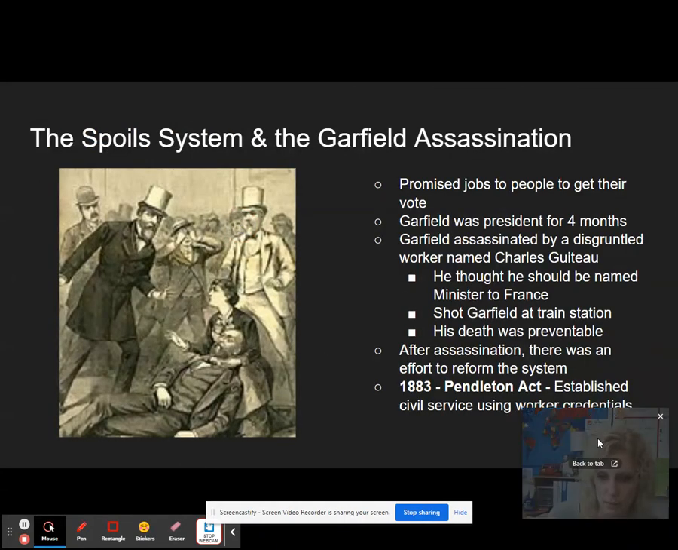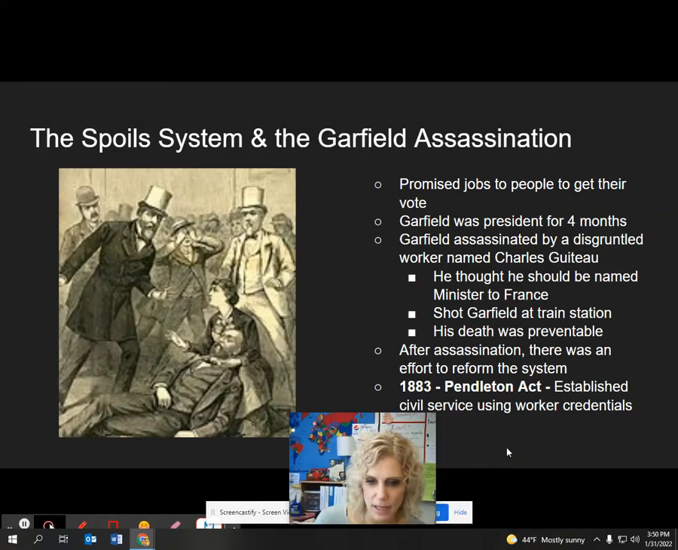So I want to talk a little bit about how the spoils system ended and how we got to the place where the Pendleton Act in 1883 was able to be established. Remember, earlier in the lecture, I mentioned that the spoils system was offering and promising jobs to people in order to get their vote or get favors, right? And James Garfield had only been president for 4 months. The spoils system was going strong.